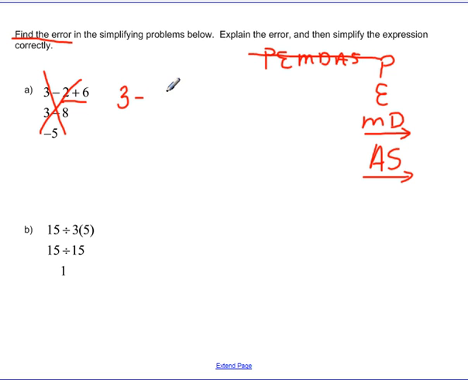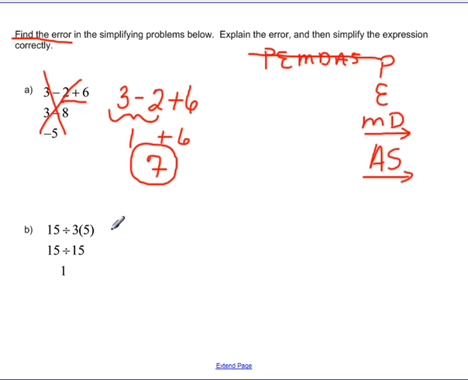We have 3 minus 2 plus 6. So we're going to do from left to right. 3 minus 2 is 1. And then we're going to bring down the plus 6. And 1 plus 6 gives us 7. So the correct answer for that problem is 7.